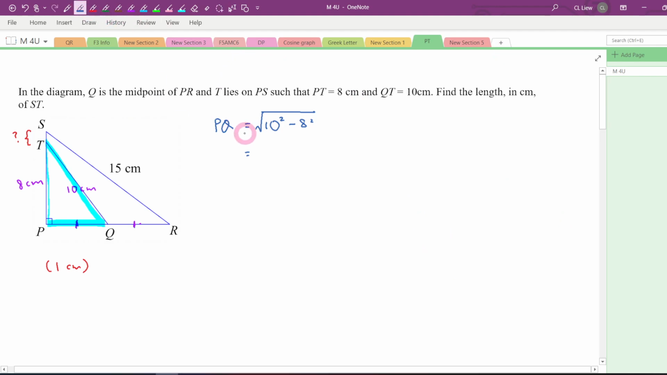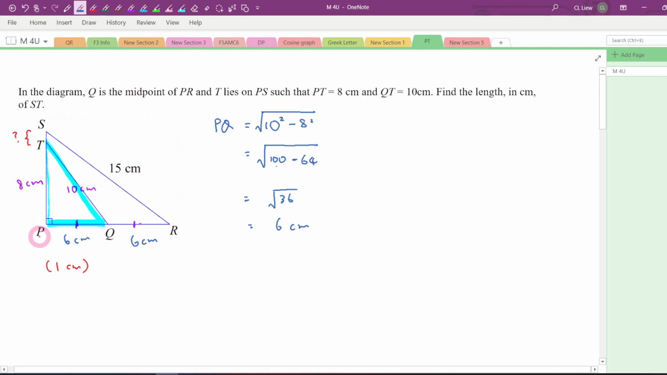Okay, so now you just press your calculator. This is 100 and this is 64, right? 100 minus 64, you will get 36. Square root of 36 is equal to 6 centimeter. Label 6 centimeter. If this is 6 centimeter, here will be 6 centimeter as well. Why? Because Q is a midpoint. This means that PQ and QR are the same length.